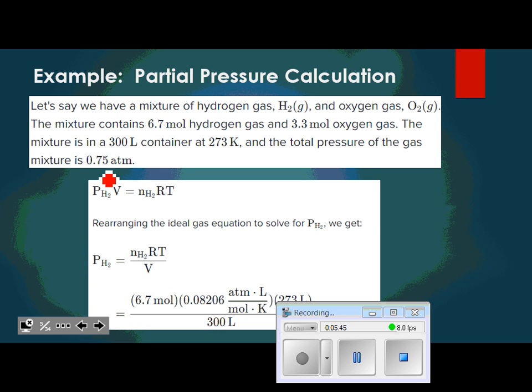There's more than one way to do this. So I'm going to show you the PV equals nRT method first, and then I'm going to show you a slightly simpler method to use. Okay? So if I just want to know the partial pressure of hydrogen, I would say pressure of hydrogen times volume equals moles of hydrogen times R times T.